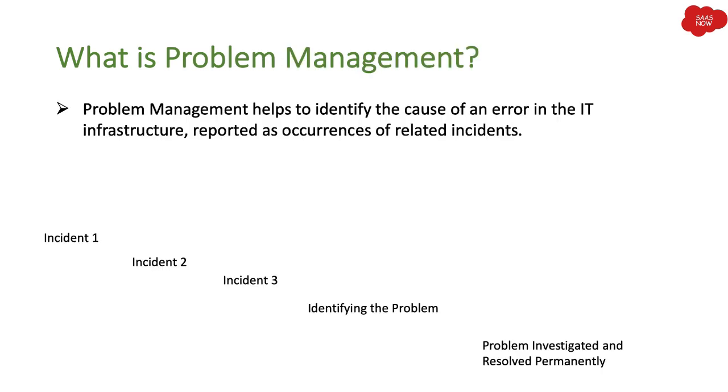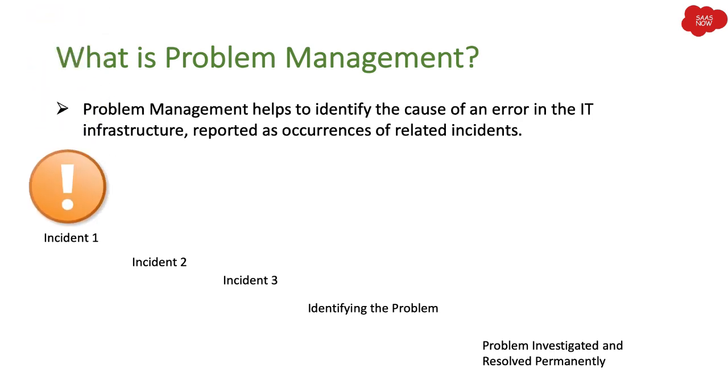What is problem management? Problem management helps to identify the cause of an error in the IT infrastructure, reported as occurrences of related incidents. So, as you understood what a problem is, problem management is a process which helps you to identify the root cause of that problem. That is the target. It is basically the structured process or steps which you need to follow so that you can track everything in the best way. That's what problem management is.